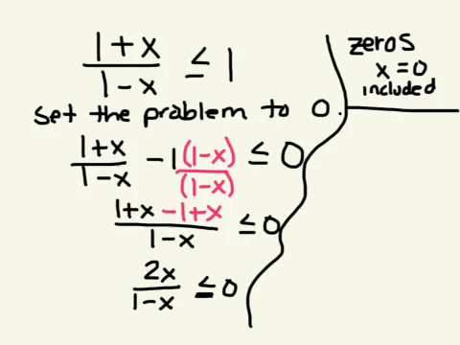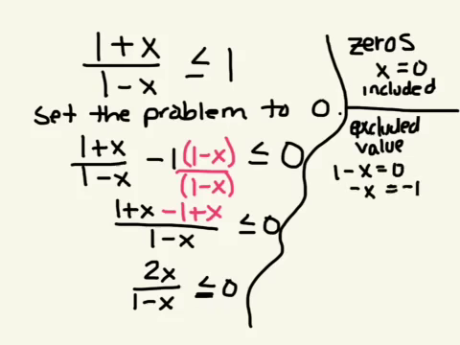Then what we want to do is to find our excluded values, or our asymptote here. So we set our denominator equal to 0. So we have 1 minus x is equal to 0. So negative x is equal to negative 1. So x is equal to a positive 1. That's our excluded value. And now we can make our number line to perform our sign test.